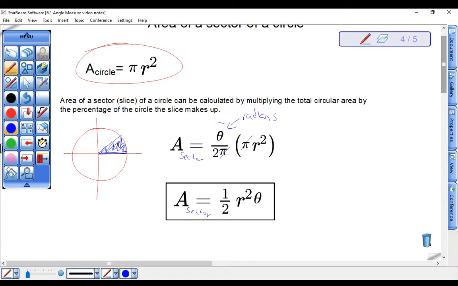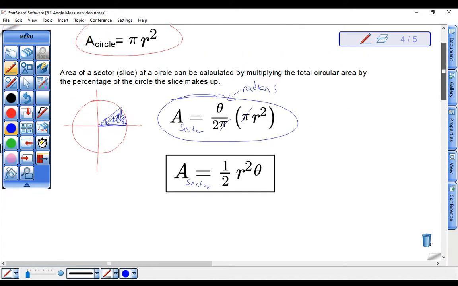Okay? If you have that formula memorized, this can be really easy. And if you don't have the formula memorized, it's not that big of a leap to come up with this formula. What percentage of this circle am I caring about, right? Radians divided by 2 pi times the entire area. That's the same thing, okay? All right.